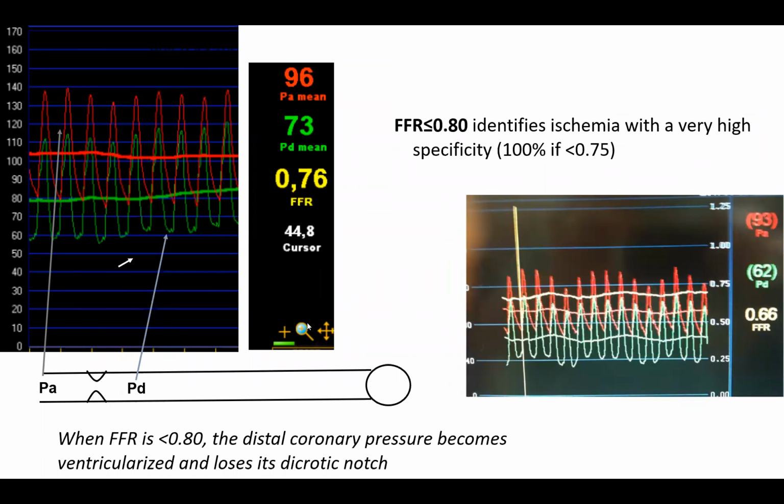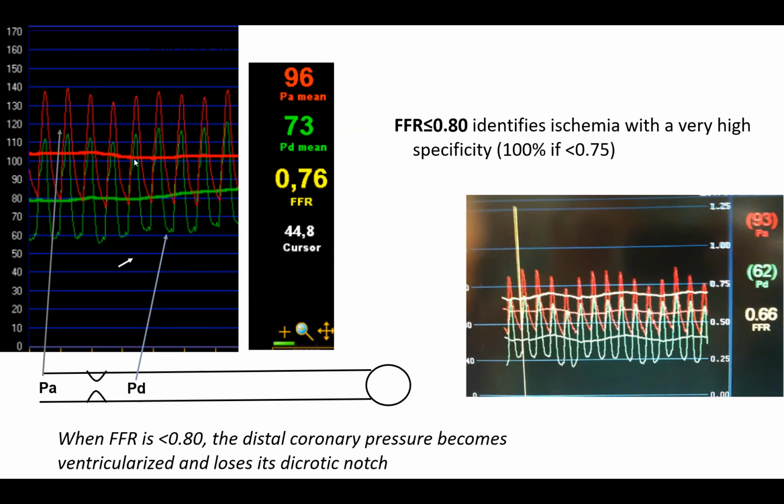So what we call significant FFR, fractional flow reserve, is an FFR of less than or equal to 0.80, meaning you're getting more than 20% drop in flow across the stenosis under maximal hyperemia. This identifies ischemia with a very high specificity, and the specificity is 100% if that FFR is less than 0.75.